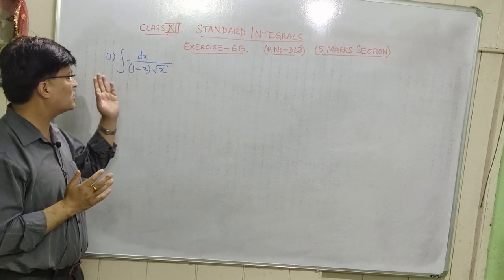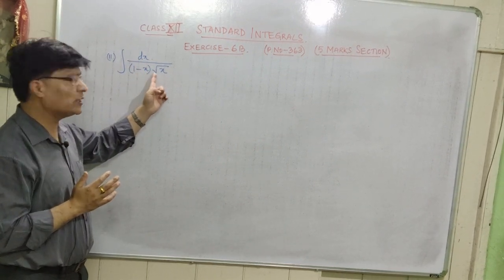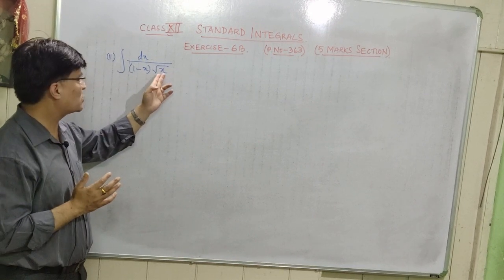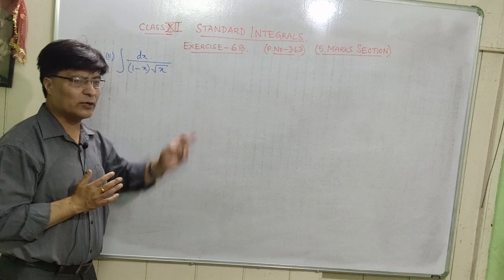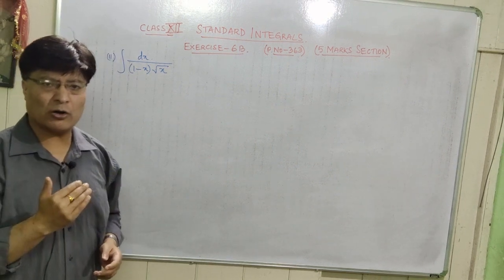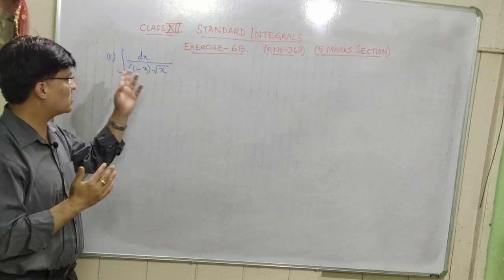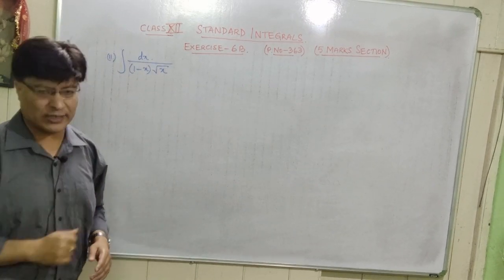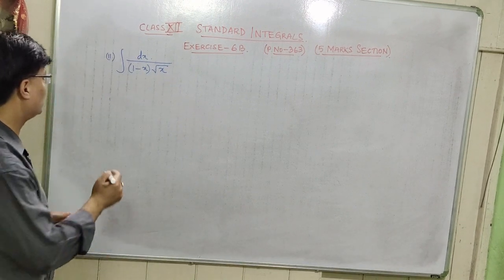So here you can use the same method, that is dx upon 1 minus x within square root x is there. So outside square root the highest power of x is 1 here, and within square root here also the highest power of x is 1. So we have to assume the expression on the square root as z square. So let's do this problem now.